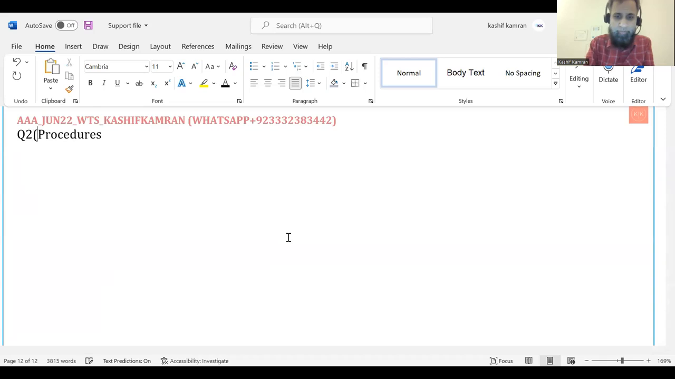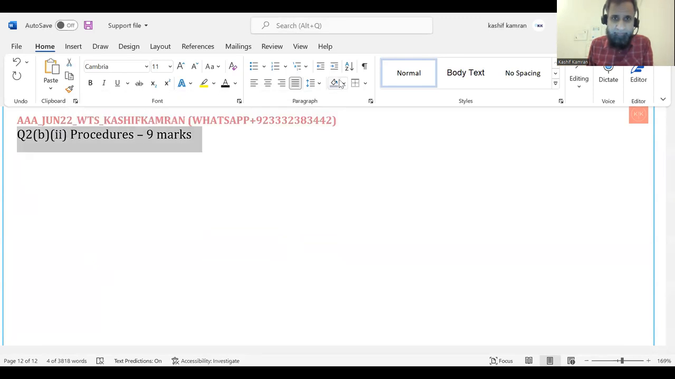Question number 2, B2. We have 9 marks for procedures. Let's give you a track and then you follow the track. I hope you can follow the track for the first requirement for 6 marks. Am I right? Are you on the track what to do in the question number 2B1 for 6 marks? Are you all clear? Will you be able to draft the answer? Okay, that's good enough, right? Let's move on. Procedures for 9 marks.